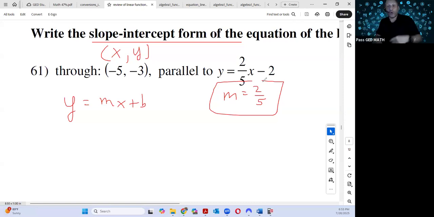You have to know that if they give you a point, they're giving you an x and a y. If they give you an equation, you get the slope and y-intercept. You've got to know that. This is why you have to practice and do all those problems, so this is second nature.